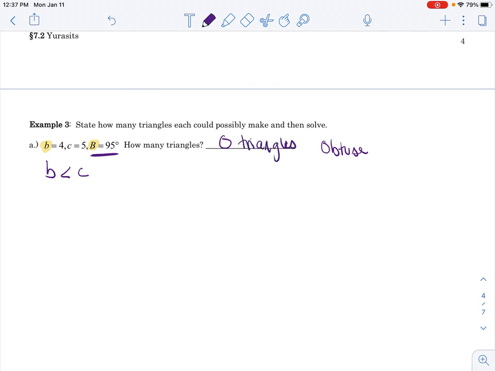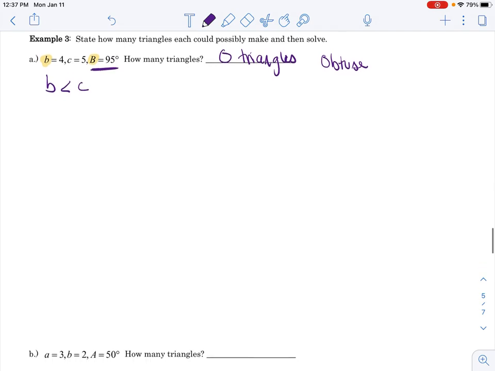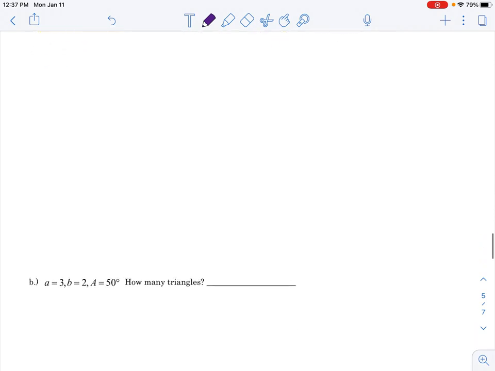And again, I really think when we go over things in class, it will click much better when I show you the app. I just think it's better to be engaged with it versus me making a video on it. Okay. And I guess I can explain even further. Remember, you can only have one obtuse angle in your triangle. So the side across from it, the corresponding side, has to be the biggest side, right? Because it's across from the biggest angle. And so that's another reason it would be 0 triangles. There's no such way that would work.